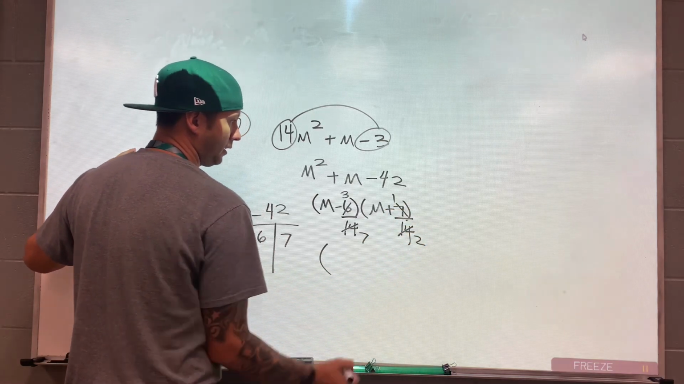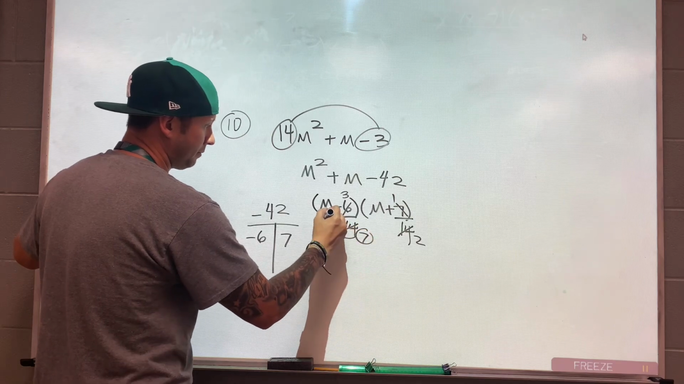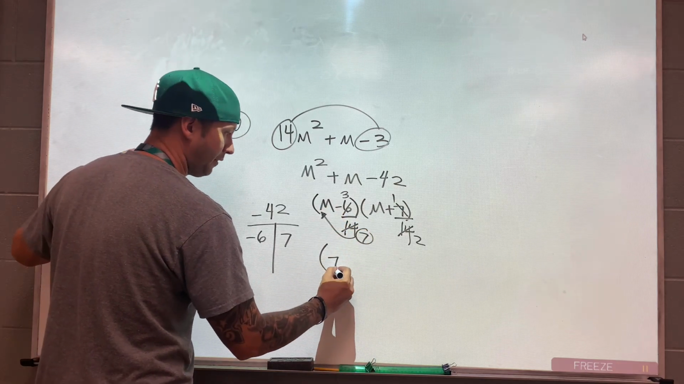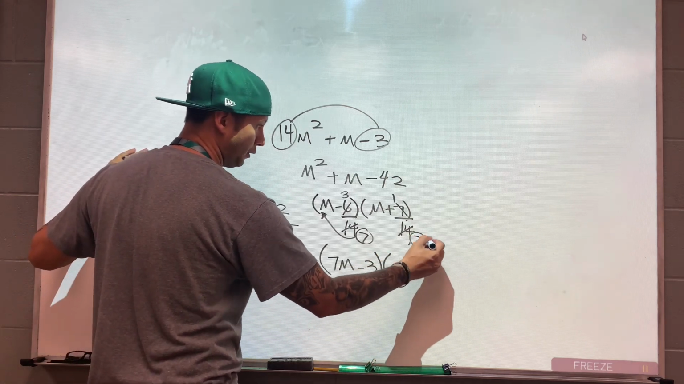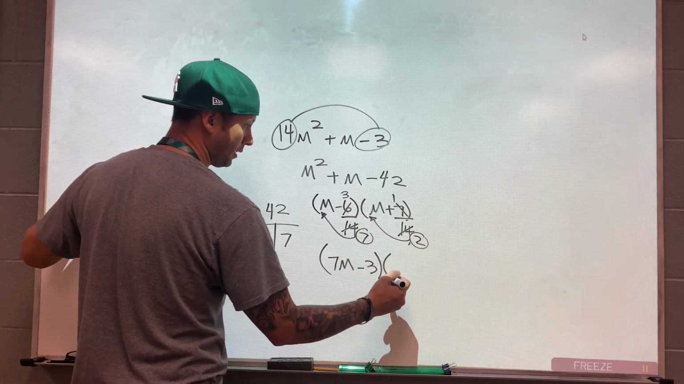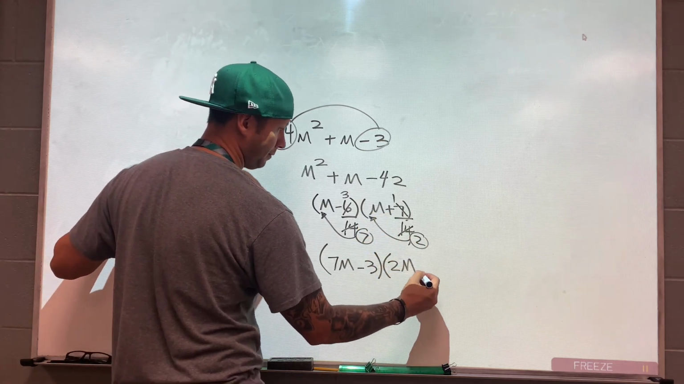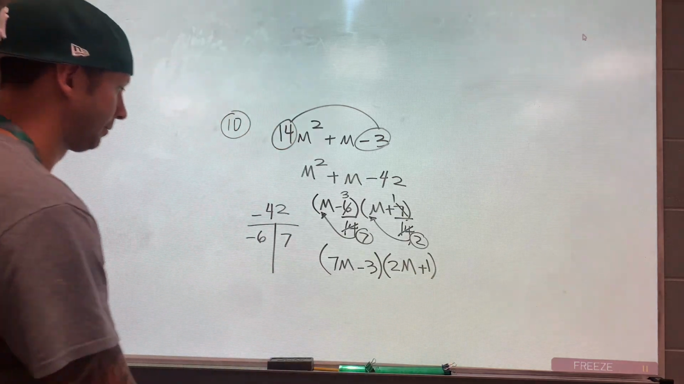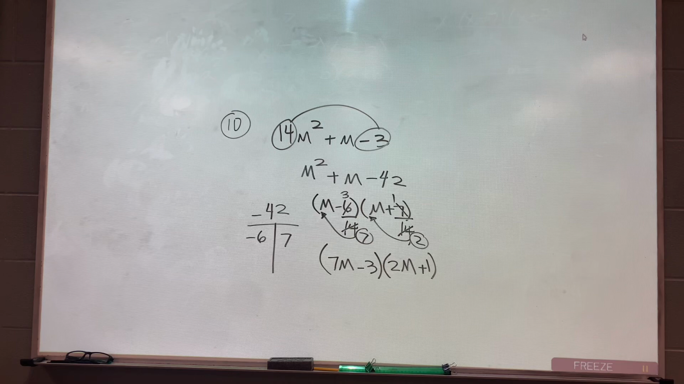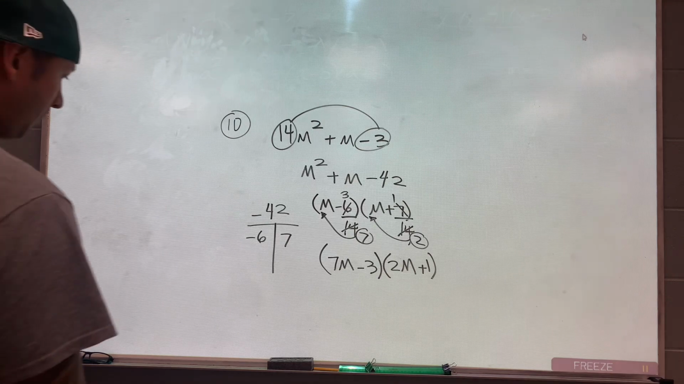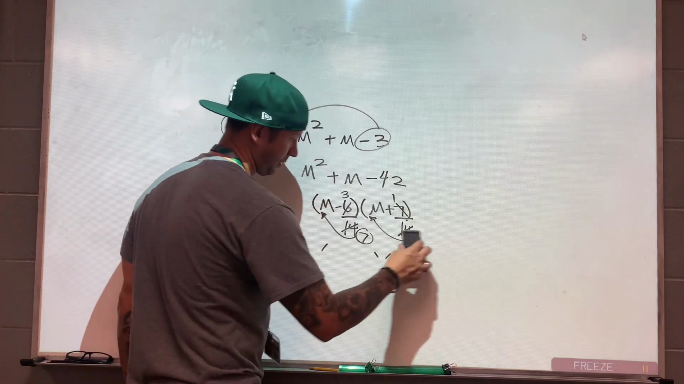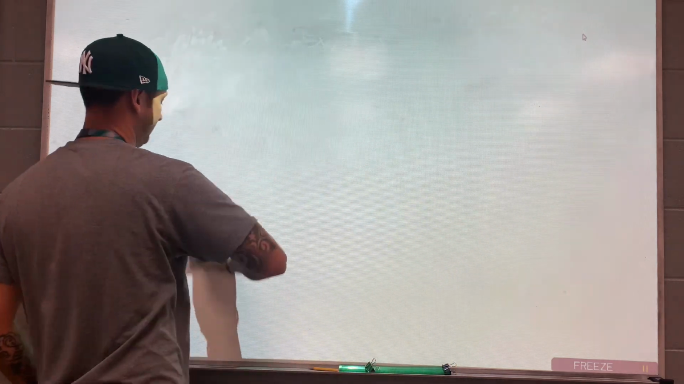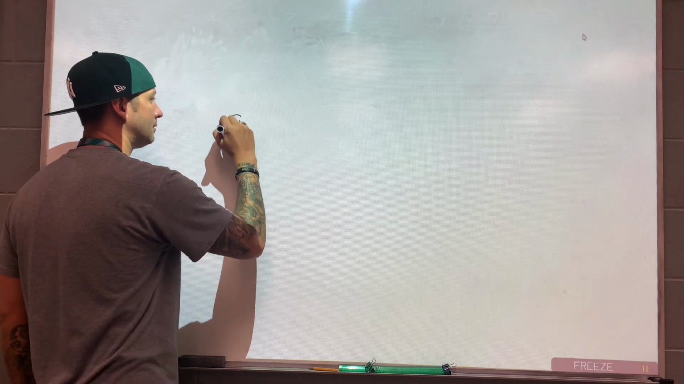All right, so I'm going to move the 7 up. So 7m minus 3. I'm going to move the 2 up. So this is 2m plus 1. Not bad. Not bad at all. All right. Number 11.